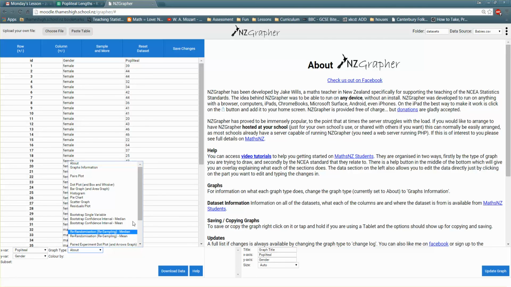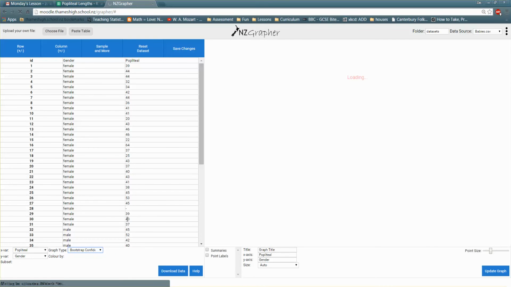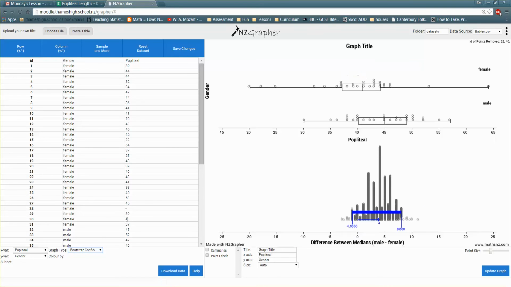Graph type, we're going to bootstrap confidence interval for the median. Doesn't take long, eh? Now let's just have a quick look at it. Up here is the data from our actual sample, and down here is our confidence interval.